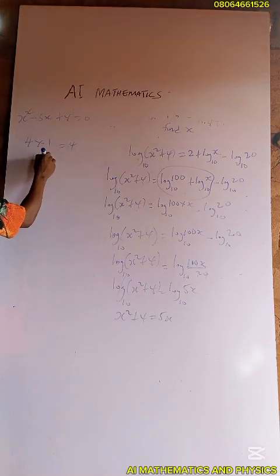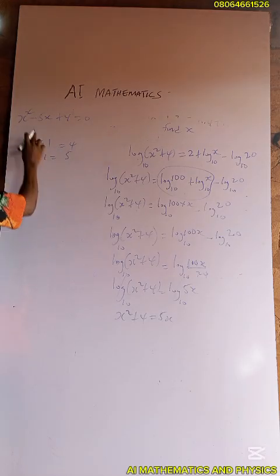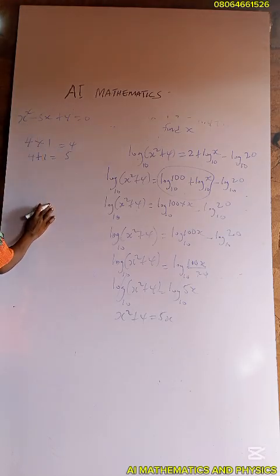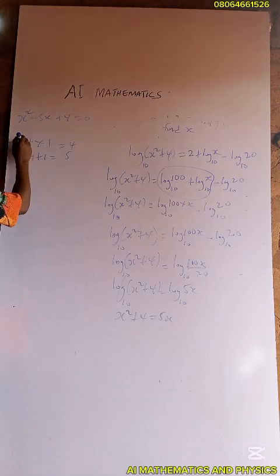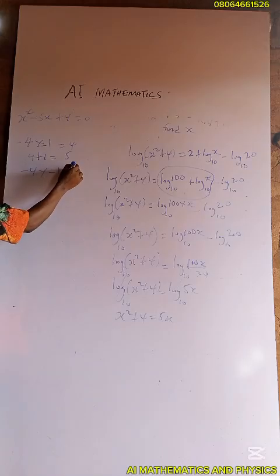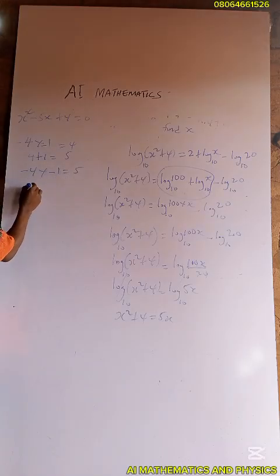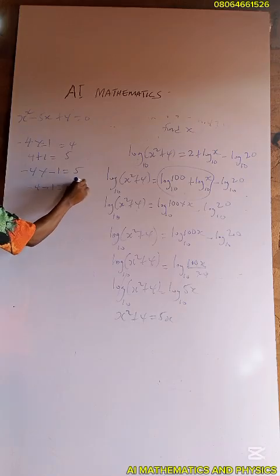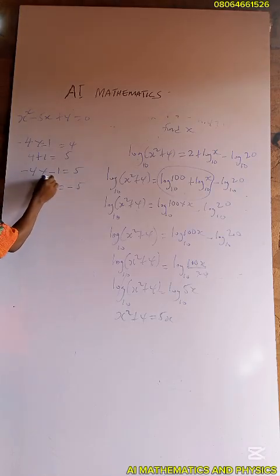4 plus 1 will give you 5, but we need negative. In that sense, just put minus, minus. Minus 4 times minus 1 will give you positive 4, and minus 4 minus 1 will give you minus 5, which means this is what we are going to use for the factors.